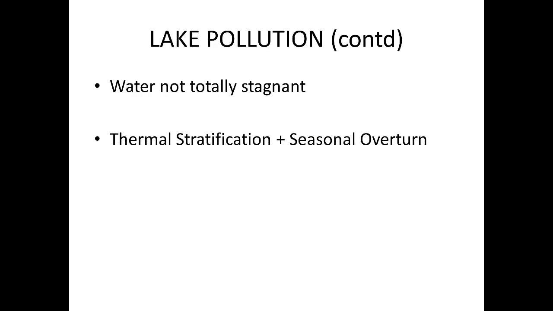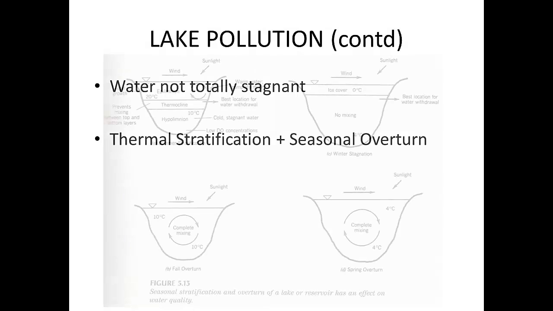As it turns out, though, water in lakes is not completely stagnant. Thanks to thermal stratification and seasonal overturn, deep water in a lake may actually reach the surface, and surface water may actually go to the bottom, as shown in this figure of your textbook.